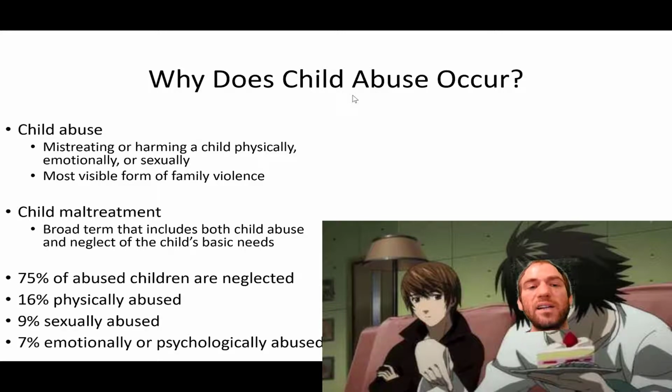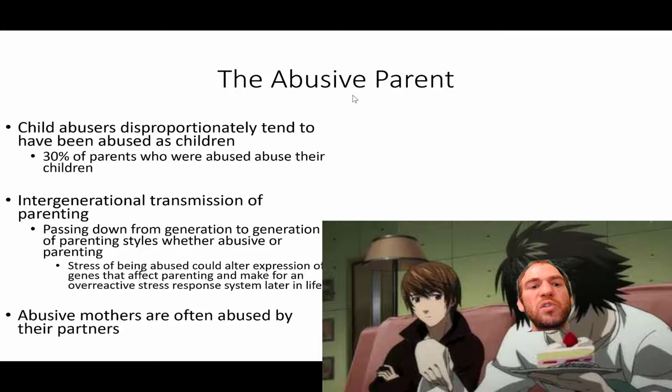With, as stated, the majority of abused children being neglected, but also other forms of abuse taking place. Child abusers disproportionately tend to have been abused as children. 30% of parents who were abused abuse their children. Intergenerational transmission of parenting: passing down from generation to generation of parenting styles, whether abusive or positive parenting. Stress of being abused could alter expression of genes that affect parenting and make for an overreactive stress response system later in life. Abusive mothers are often abused by their partners.